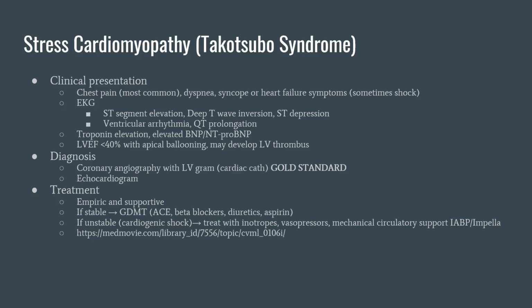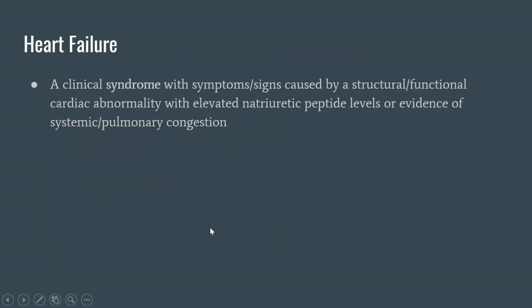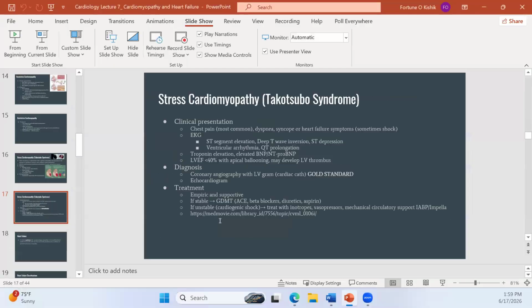If they're unstable or in shock, we can treat with inotropes, vasopressors, mechanical circulatory support, and an intra-aortic balloon pump or Impella. Have you guys seen that before? An intra-aortic balloon pump? You have? Okay, I'm going to show you this video. Okay, so this is what they can put in the cath lab.